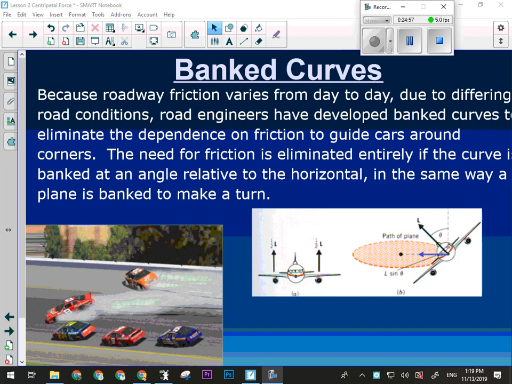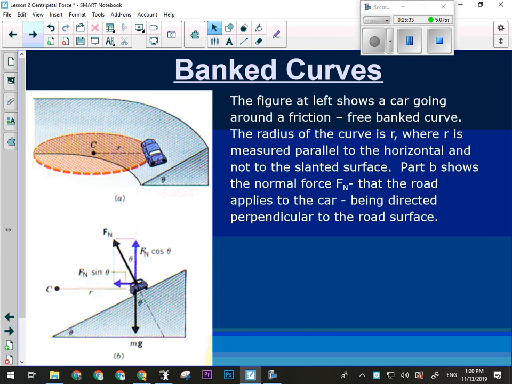Next type of curve we want to look at are banked curves. A banked curve, by definition, is not level. It's tilted. In effect, it's an inclined plane. That's really all a banked curve is. So when we have something sitting on an inclined plane, we've got some other forces that are working for us. Some of the corner, the flat surface of the road, is going to exert a force out from the road. So that's going to look like this.